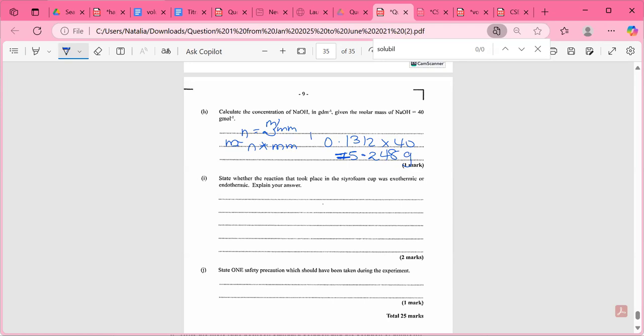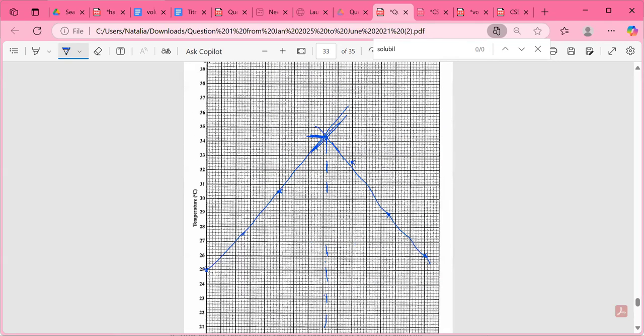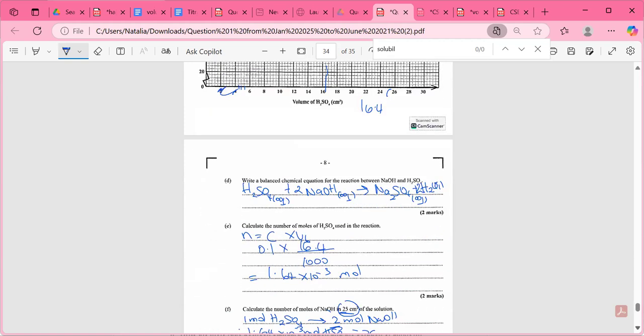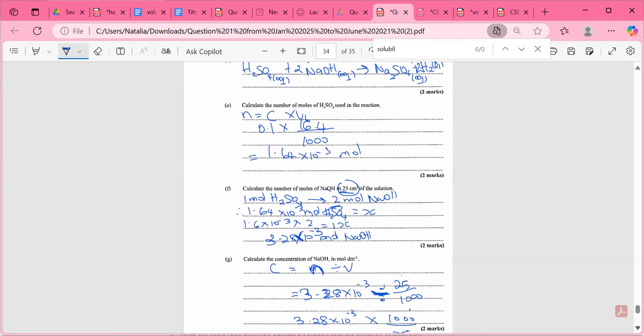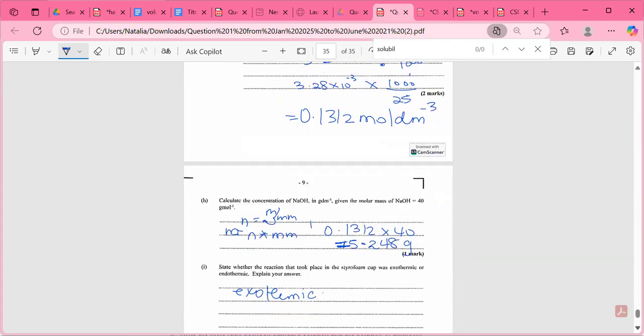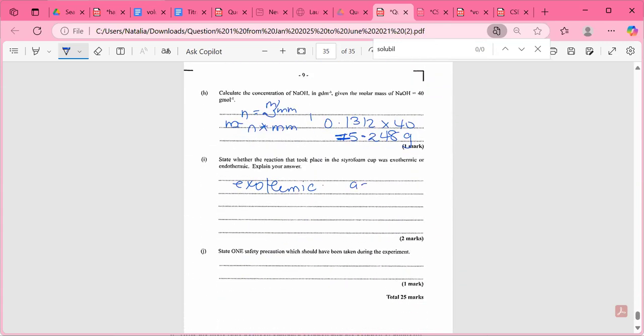State whether the reaction that took place in the styrofoam cup was exothermic or endothermic. Was it a heat loss or a heat gain? There's a temperature increase. A neutralization reaction is exothermic, because the temperature increases.